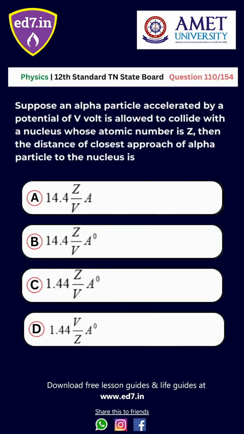Question number 110. Suppose an alpha particle accelerated by the potential of V volt is allowed to collide with a nucleus whose atomic number is Z, then the distance of closest approach of the alpha particle to the nucleus is: option A 14.4 Z by V angstrom, B 14.4 Z by V angstrom, C 1.44 Z by V angstrom, D 1.44 V by Z angstrom. The right answer is option B, 14.4 Z by V angstrom.